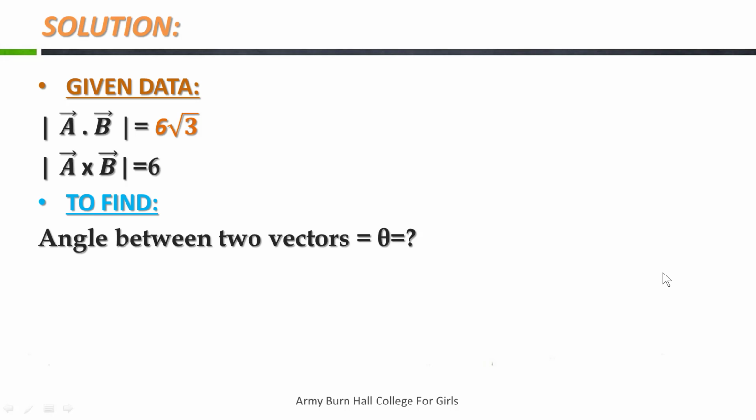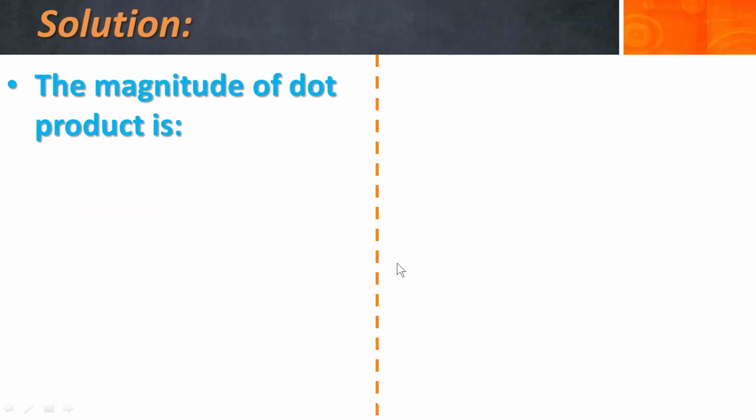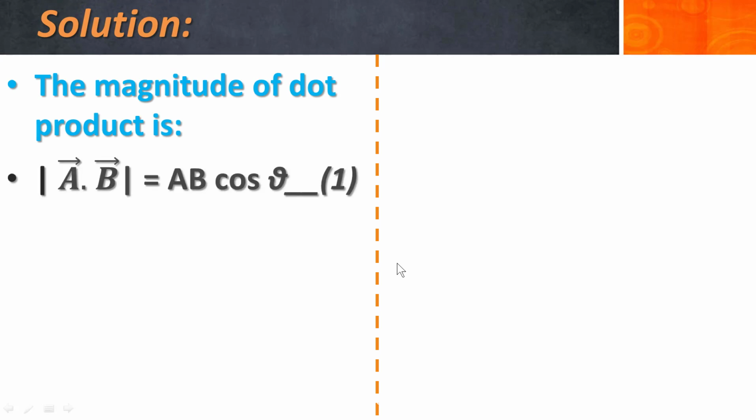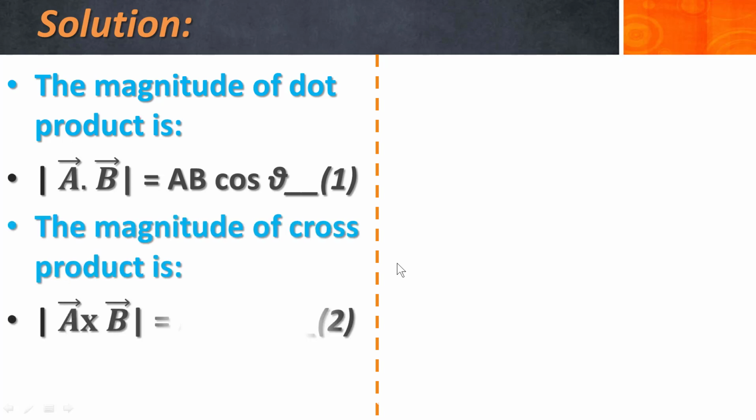What is the given data? Magnitude of dot product 6 under root 3, magnitude of cross product 6, and the angle between the two vectors is the unknown. So while starting the solution, the magnitude of dot product, again the same repeated formula: A dot B is equal to AB cos of theta. The magnitude of cross product is AB sine of theta.